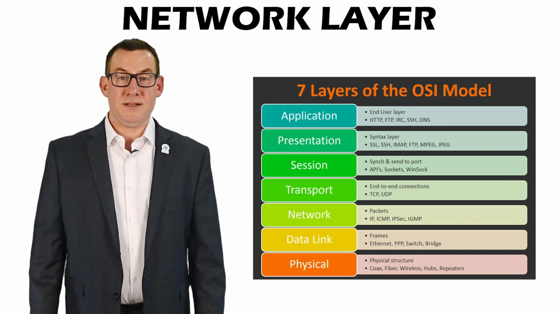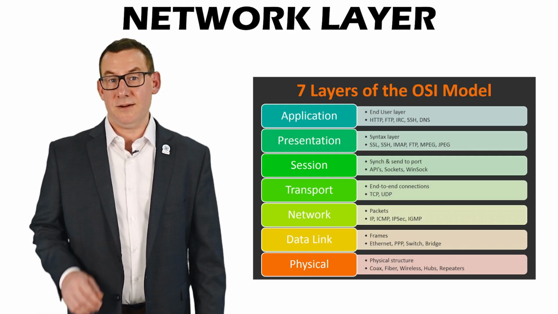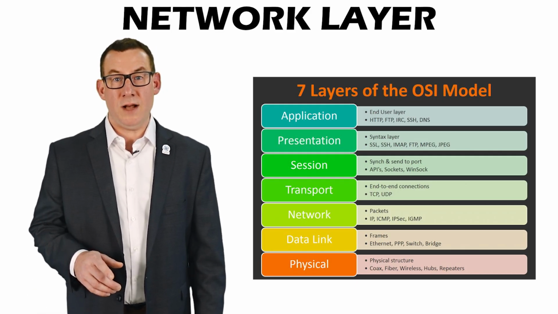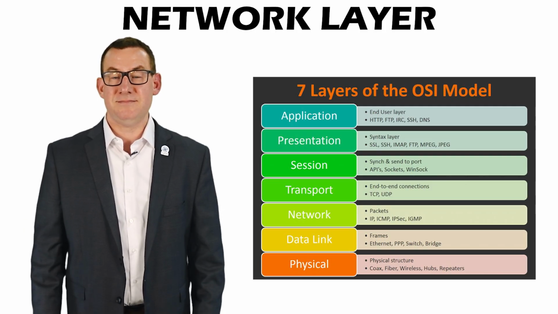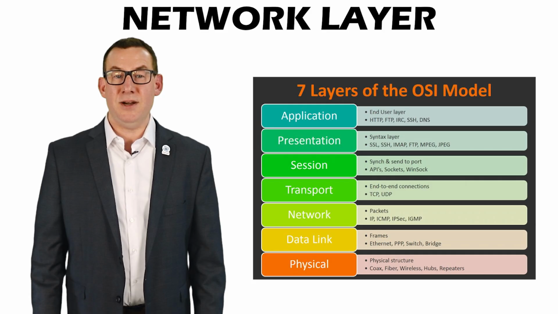Layer 3 of the OSI model is the network layer. The network layer routes packets across multiple networks using IP addresses. Routers work at this layer.